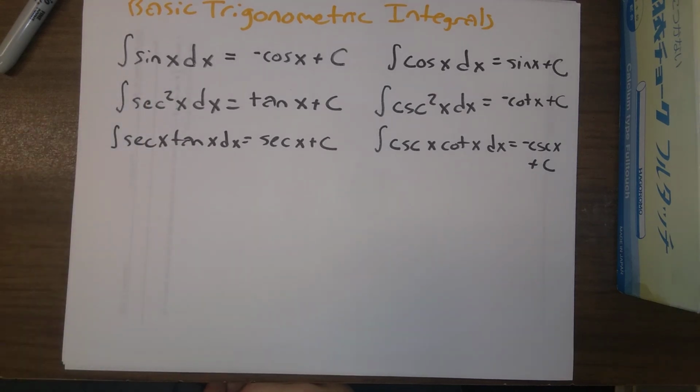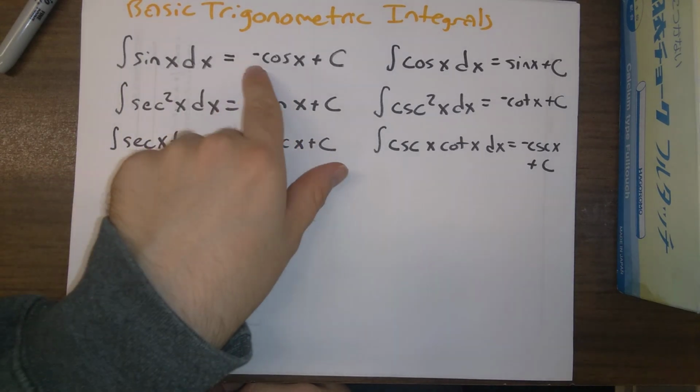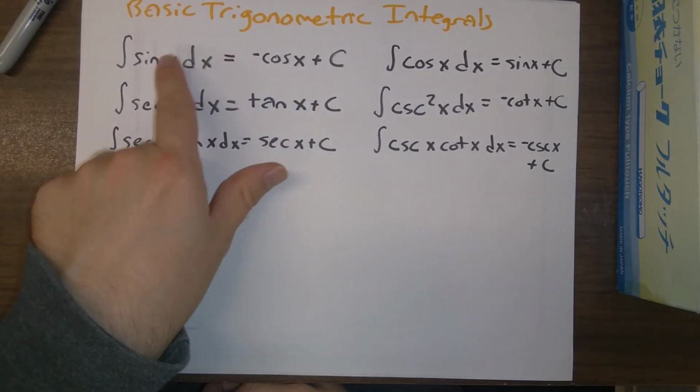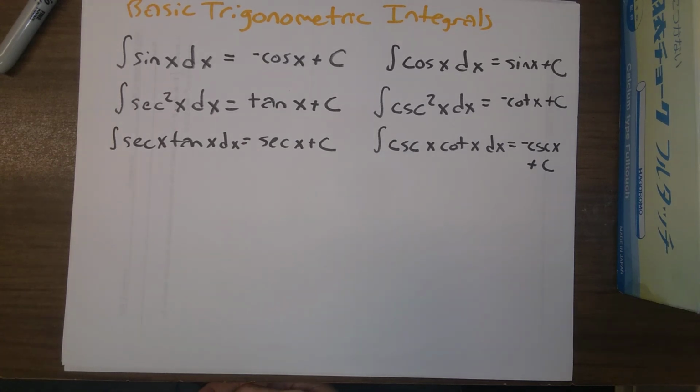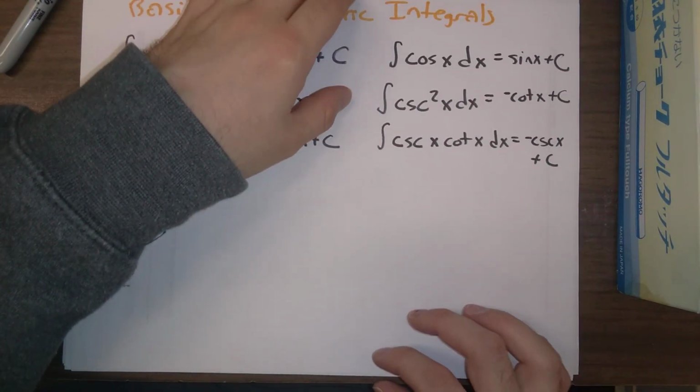So what's the integral of sine x? Well, let's think to ourselves. What function, when we take the derivative of it, gives us sine x? Well, taking the derivative of cosine x will give us minus sine x. So taking the derivative of minus cosine x will give us minus sine x, which is plus sine x. So the antiderivative of sine x is minus cosine x plus c.